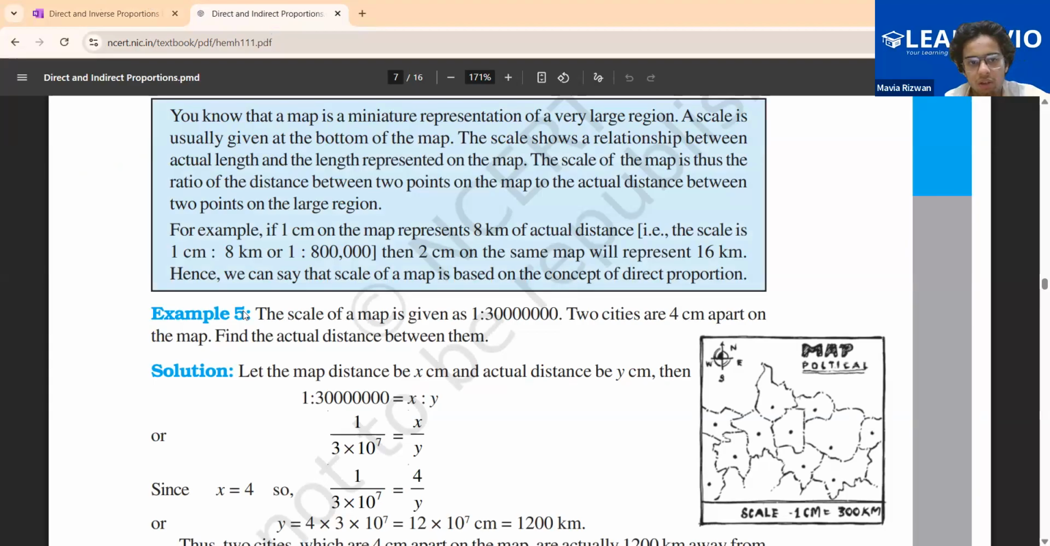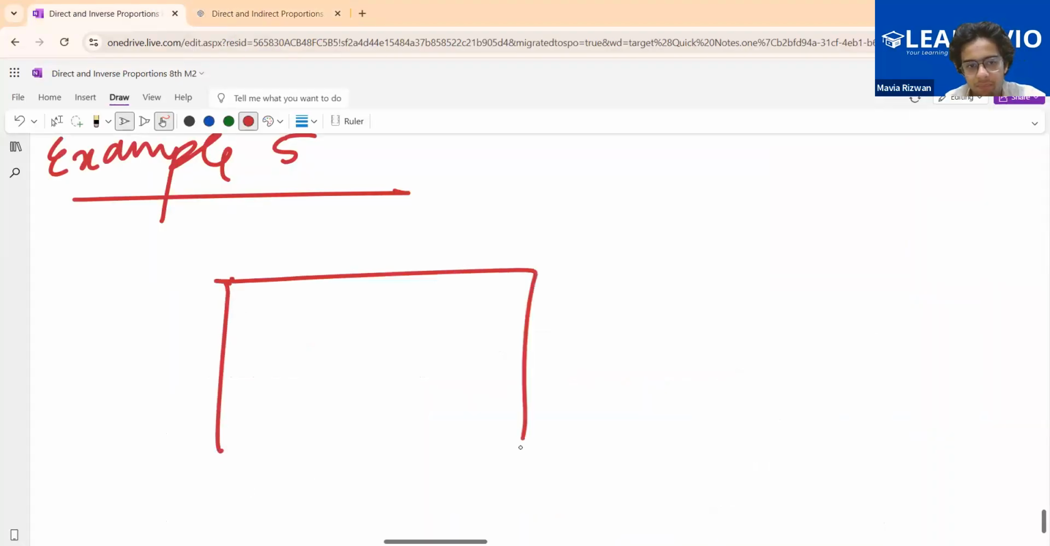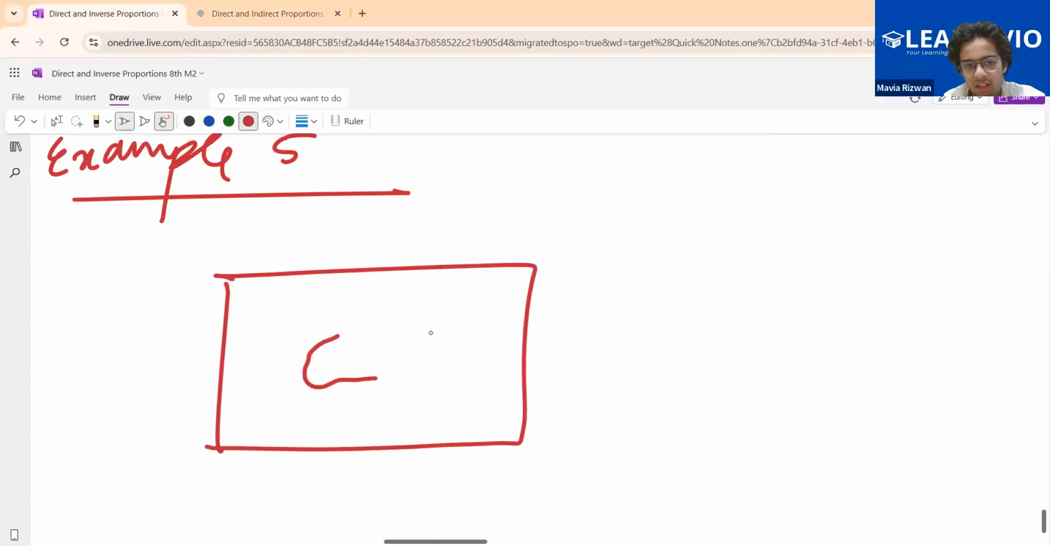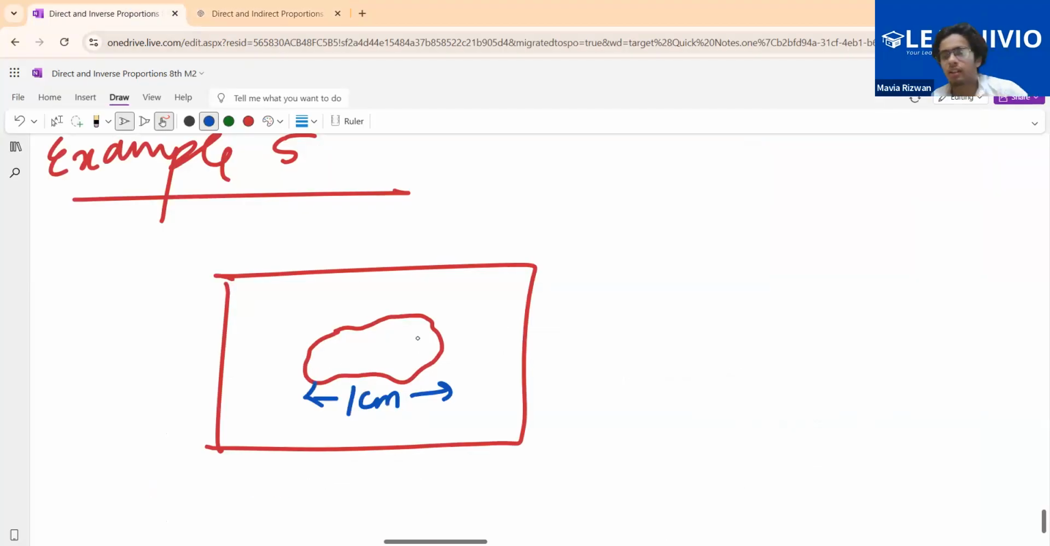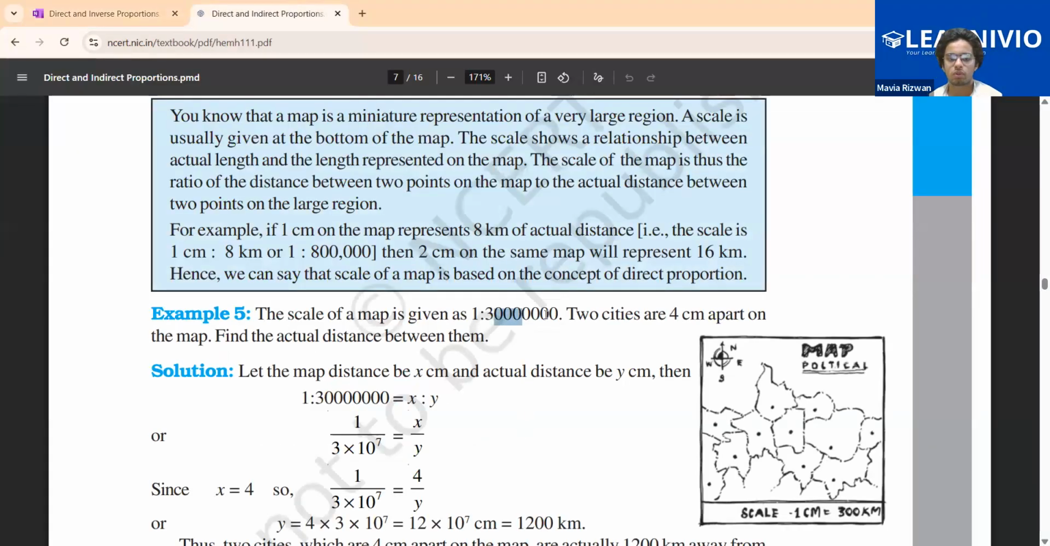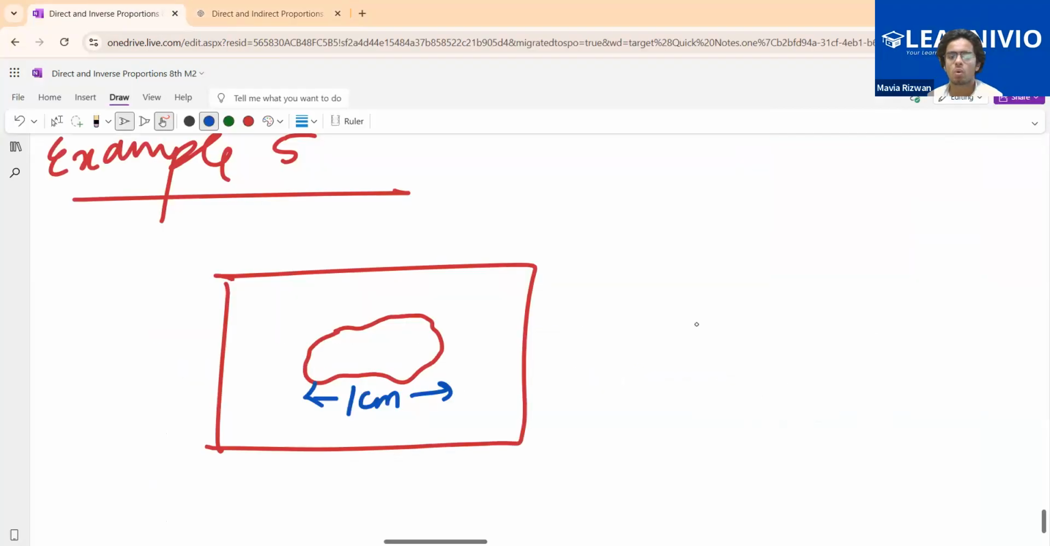Scale of a map is given as this. So like there is a map, let's say, and there is this country here, like this. Let's say that this country in the map is 1 centimeter long. So now, in reality, this 1 centimeter means that this city is this much centimeters apart. So 1 centimeter on the map is actually showing that this is this much centimeter apart.